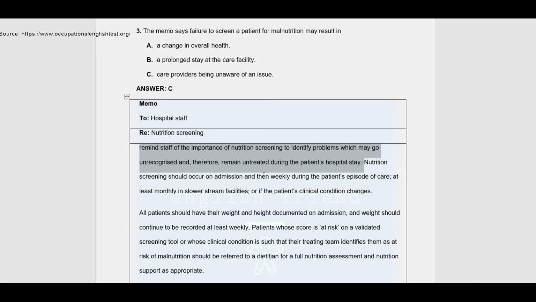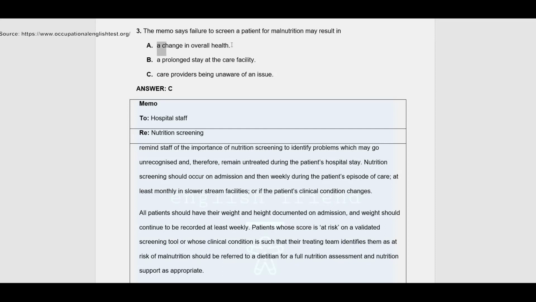hospital stay. So if there is a failure to screen a patient for malnutrition, then the care providers will definitely remain unaware of the issue and the patient might not be getting the treatment during the hospital stay. So that's what we can find here, and that's why option C is the answer.